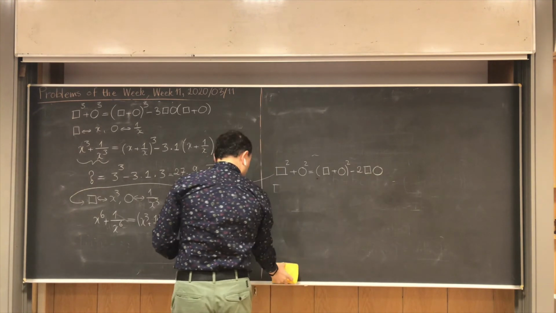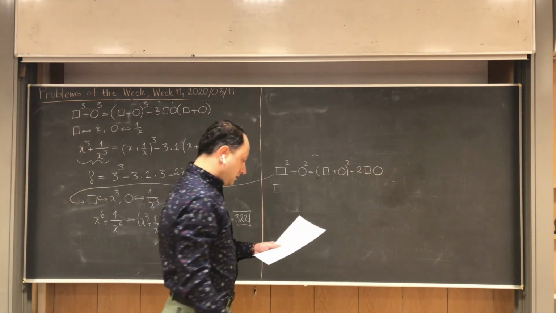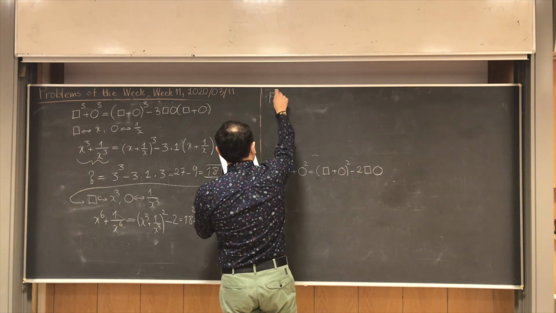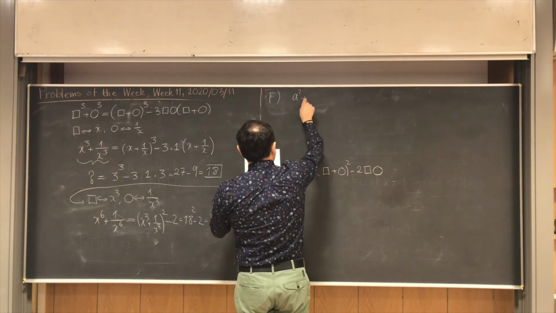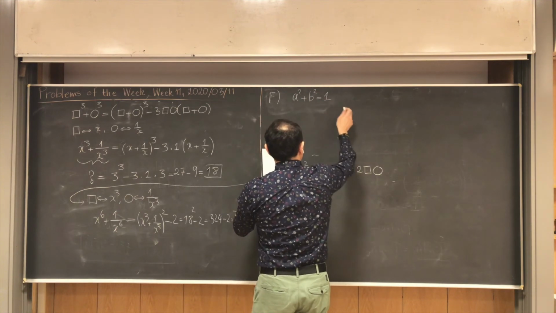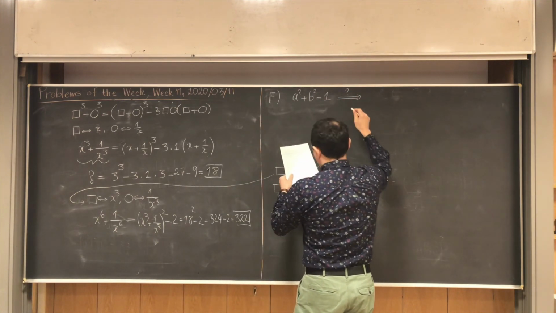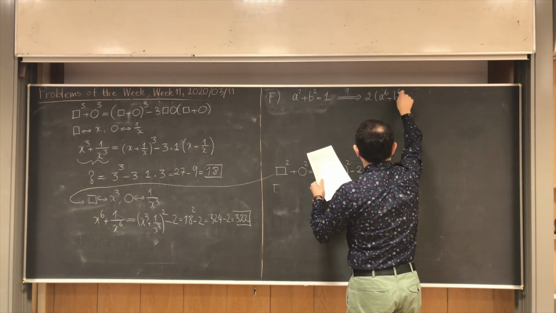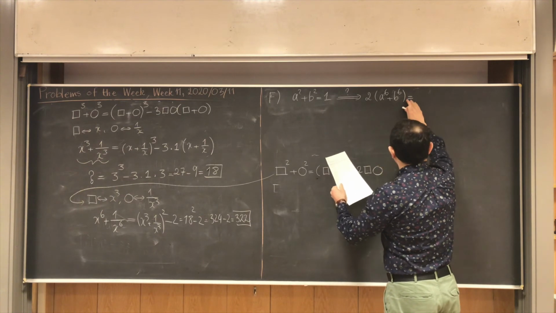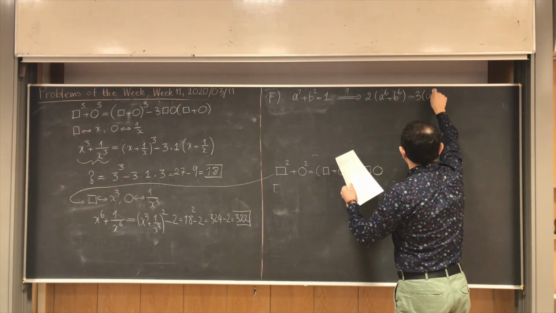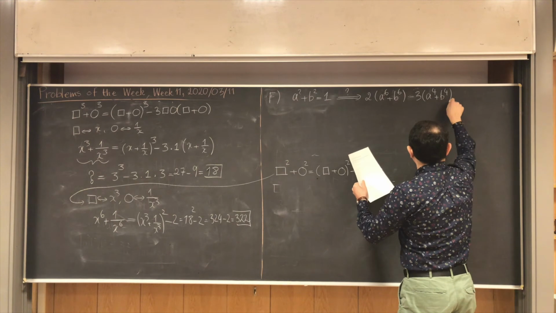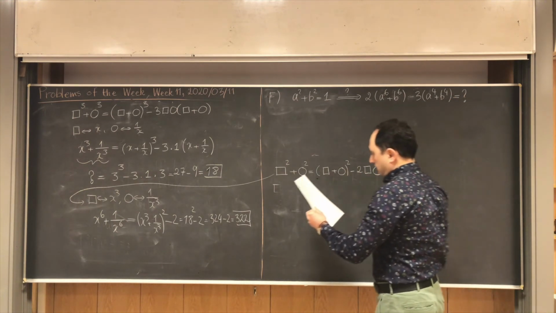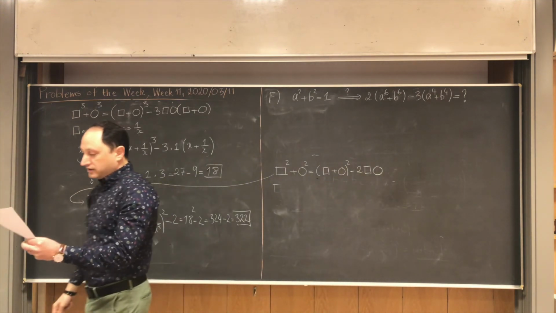So let me write the question for you first. The question asks, okay, we know that this is question F. We know that a squared plus b squared is equal to 1. We are supposed to find the exact value of 2 times a to the 6 plus b to the 6, minus 3 times a to the 4 plus b to the 4. We want to find the exact value of this expression.